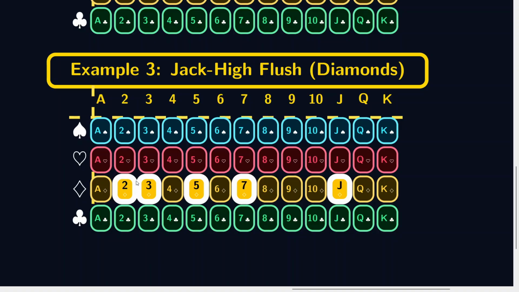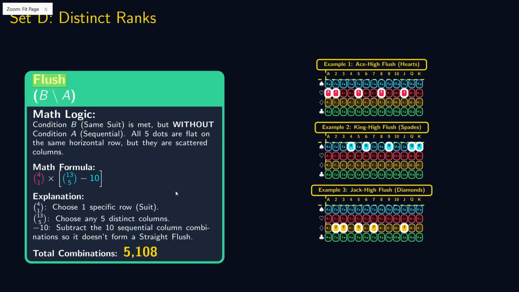Not consecutive, but all in the same diamonds row. Jack of diamonds, 7 of diamonds, 5 of diamonds, 3 of diamonds, 2 of diamonds. In every flush, the row is perfectly uniform. 1 suit, 5 cards, but the columns refuse to line up in order. That scattered quality of the columns is precisely what separates a flush from a straight flush.